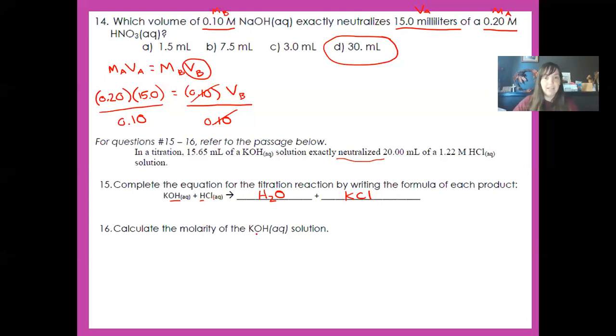16. Calculate the molarity of the solution. Well, this is a titration, so we'll use the titration equation.